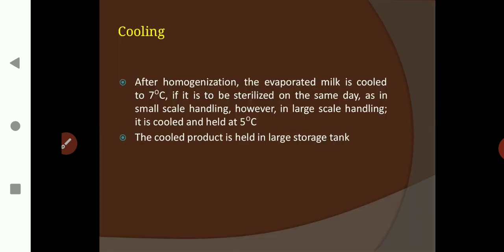Then after homogenization, evaporated milk is cooled to 7 degrees Celsius. If it is done in batch sterilizers, we have to keep the concentrated milk and go for the pilot sterilization test. It will take some time, so we will have to store the evaporated milk for some time before proceeding to sterilization. So there is some delay in packing. So what we are doing, we are cooling the evaporated milk normally to 5 degrees Celsius and holding it in a large storage tank. Okay.